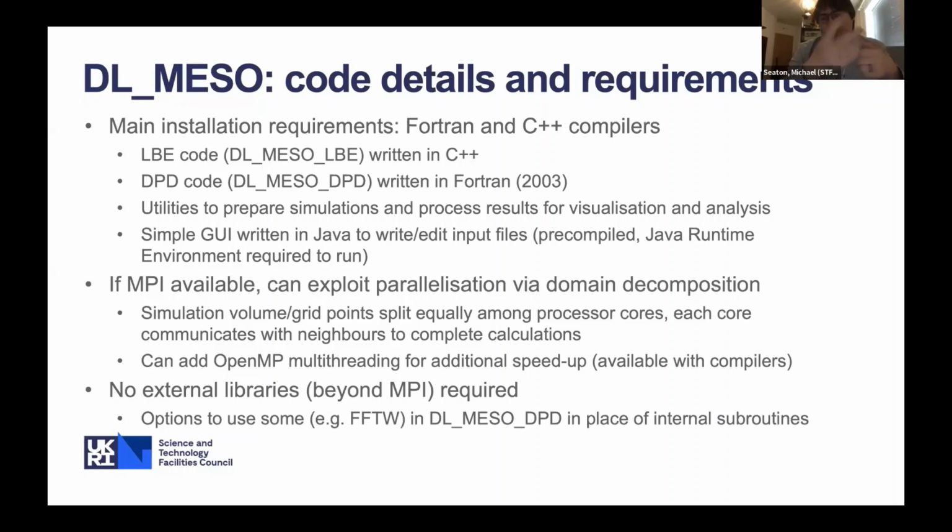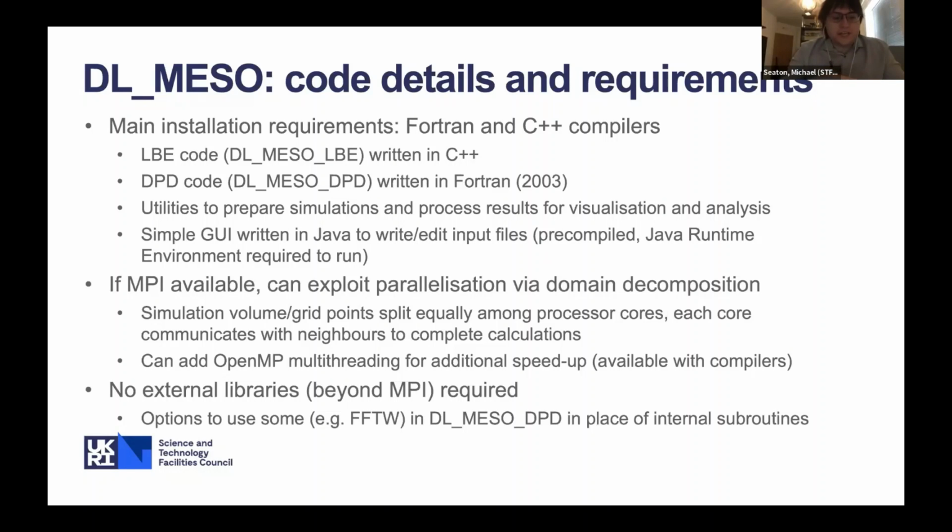But that means that you can actually carry out a calculation considerably more quickly. It's also possible to add OpenMP multi-threading to these codes as well to give you further speed up. And OpenMP is generally available with your Fortran and C++ compilers anyway, so you can just invoke that option.